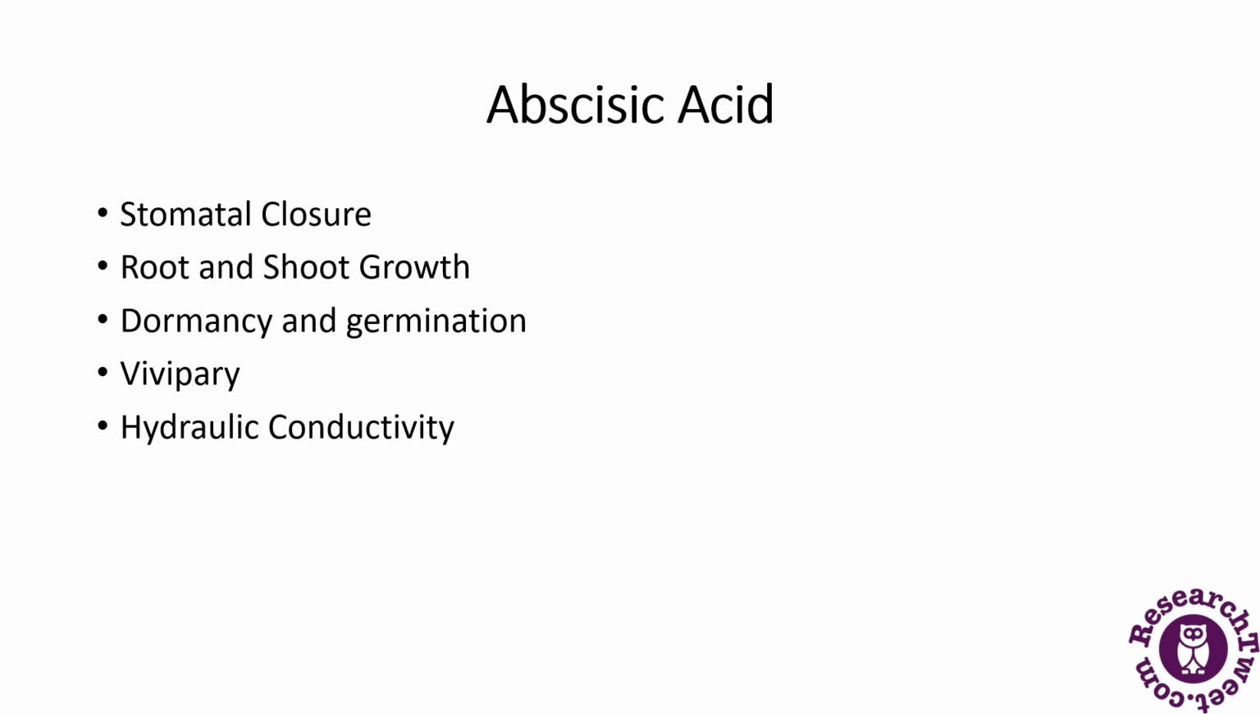Then comes the next plant growth regulator, which is known as abscisic acid. It leads to the stomatal closure of the plant. Then root and shoot growth. Abscisic acid plays a major role in the root and shoot growth. Dormancy and germination, vivipary and hydraulic conductivity. So all these are the main functions of the plant growth regulator abscisic acid in the plant. So these are all the functions.